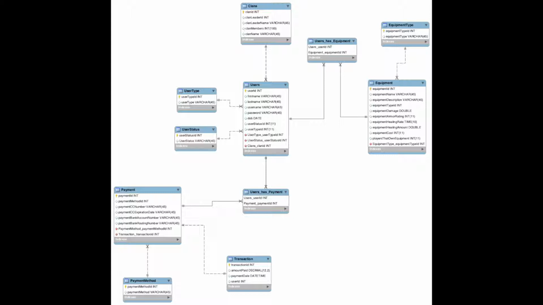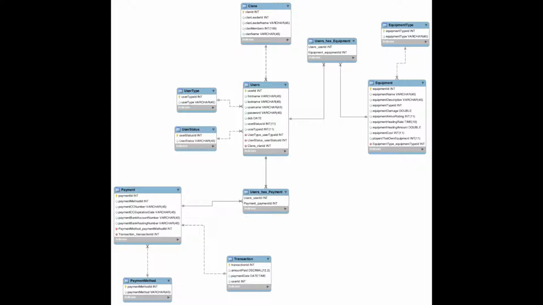Equipment and users tables were connected by a many-to-many identifying line because the users and equipment coexist together, and there's always going to be more than one of users and of equipment at the same time. Users is connected to payment by a users has payment, which is many-to-many because all users need to subscribe and they have to subscribe monthly, so it's always going to be happening constantly.